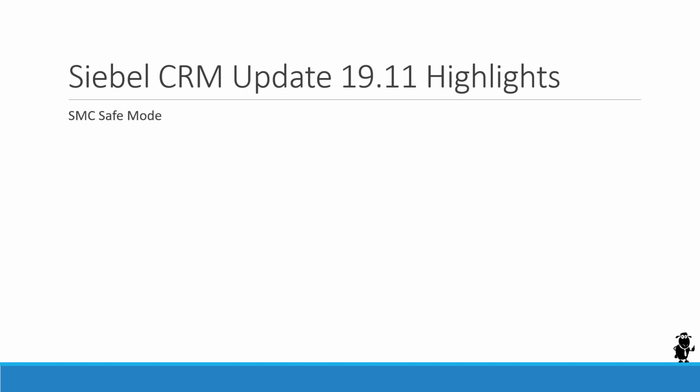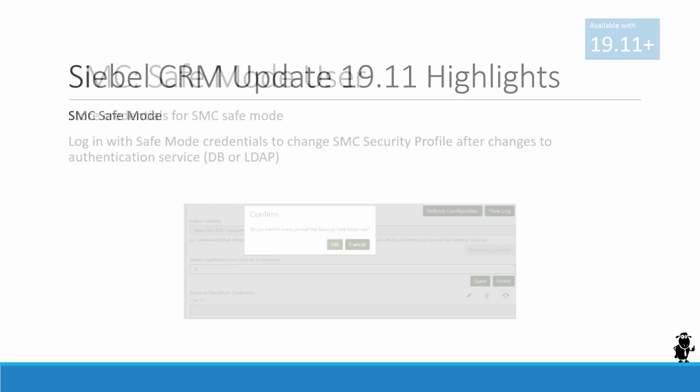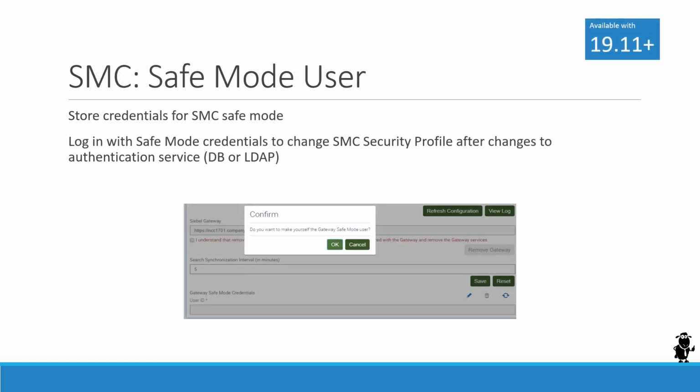In November 2019, the update 19.11 included the SMC Safe Mode feature. SMC Safe Mode means that administrators can specify a Safe Mode user on the settings page of the Siebel Management Console, which then allows them to log in in so-called Safe Mode and change the security profile. This is necessary, for example, if you want to modify or switch to another authentication service such as LDAP after using database authentication, or when the database hostname information changes.